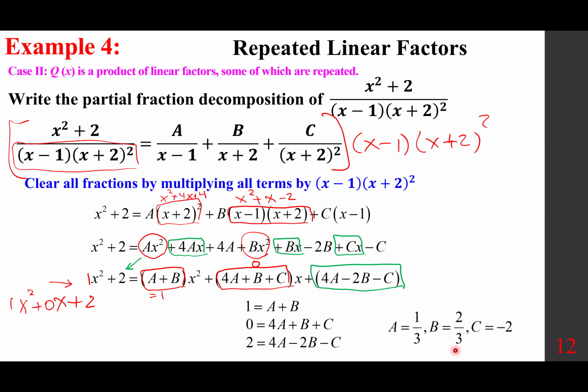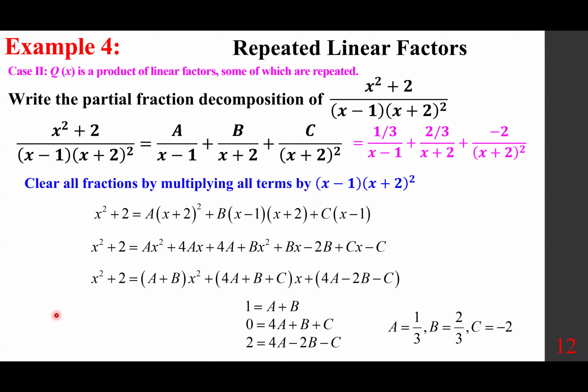Now, let me erase my work. So you end up with the following. A is 1/3, so 1/3 over x minus 1. B is 2/3, 2/3 over x plus 2. And C is minus 2 over x plus 2 squared.